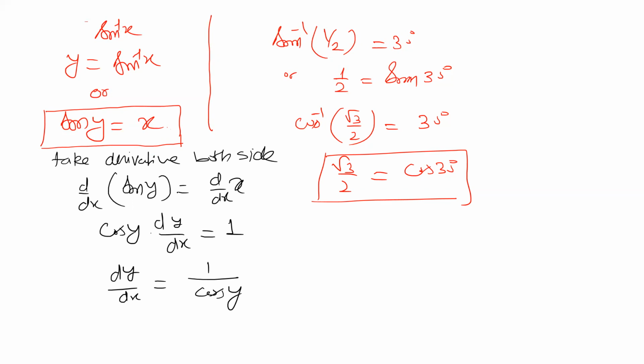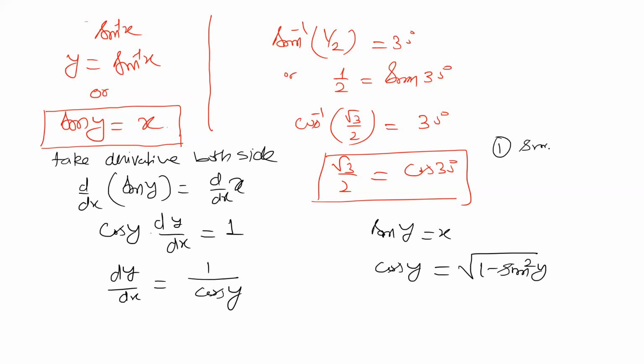But my original function should be in x form, the x variable. So I want to substitute the cos y value in terms of x. So how to do that? Here sin y is equal to x, and cos y is equal to under root 1 minus sin square y. We know the trigonometry identity, sin square theta plus cos square theta is equal to 1.